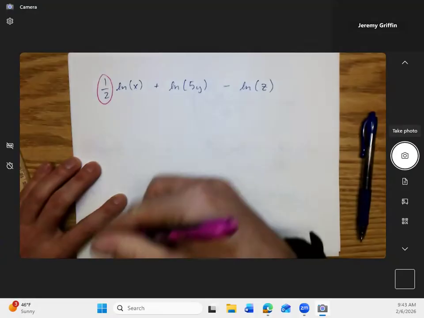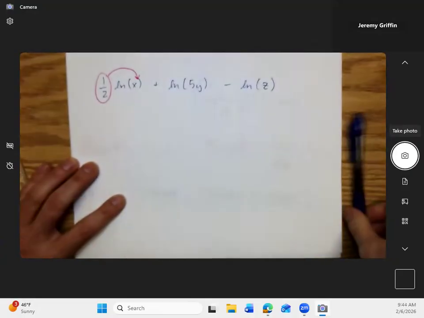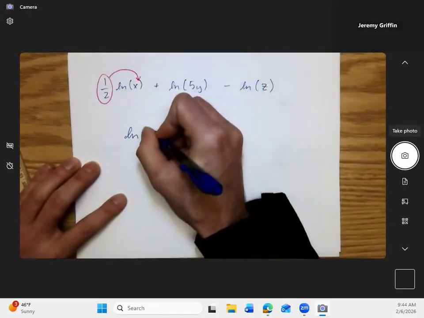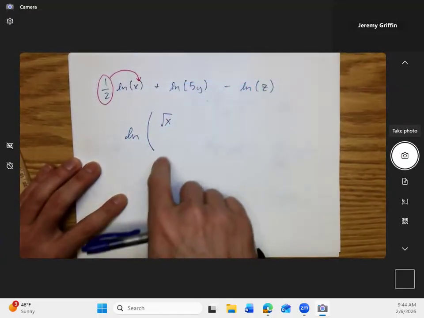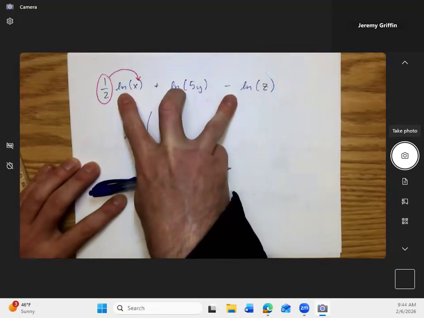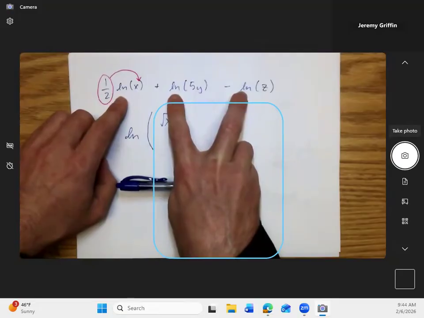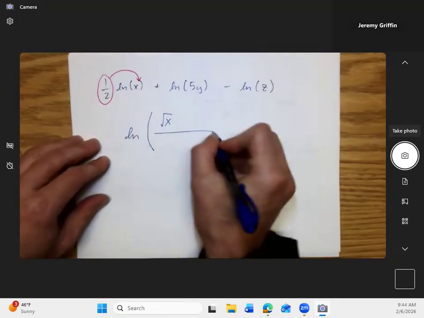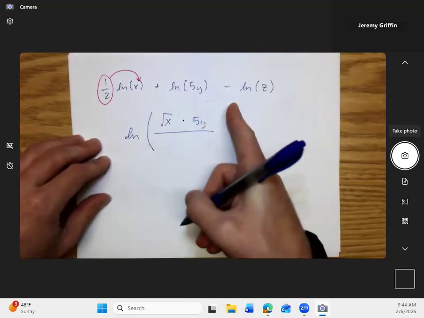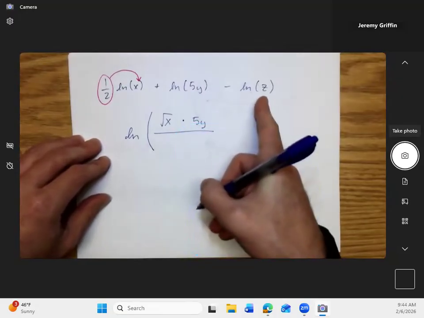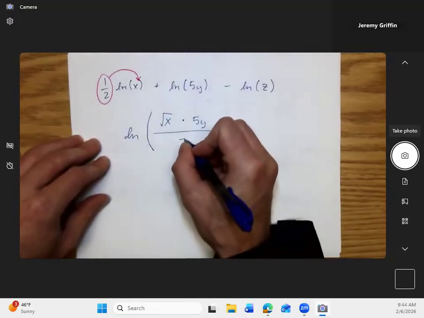So this is like the opposite process of the previous one. You take this one half and put it into this power. Okay, we got natural log. So I got a square root of x going on. But you know what? I have three logarithms. They're all the same base, they're all base e. They're all added or subtracted, so I can combine it to one logarithm. We got a 5y in the mix. And then since it's subtracting off natural log of z, inside the logarithm that'd be just divided by z.